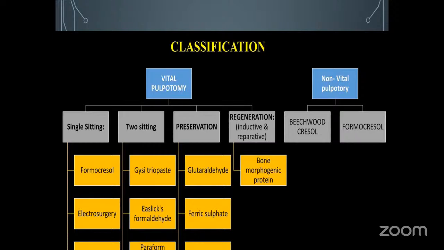Two sitting includes the pastes which are used: Trio paste, alexin formaldehyde paste and paraformaldehyde paste. So these are the pastes that are used. Next is preservation. Preservation includes glutaraldehyde again, or ferric sulfate, which is the most common. These two are the most important preservatives used in vital pulpotomy, right?